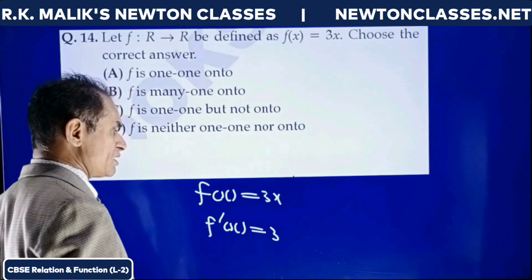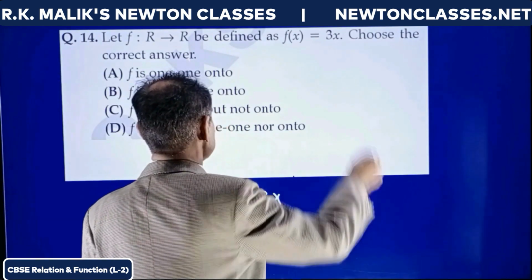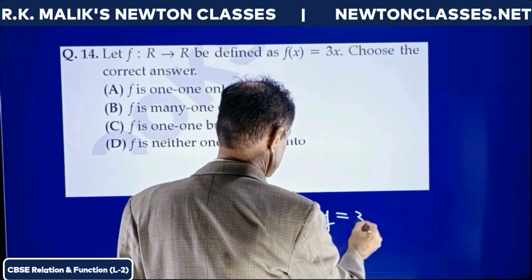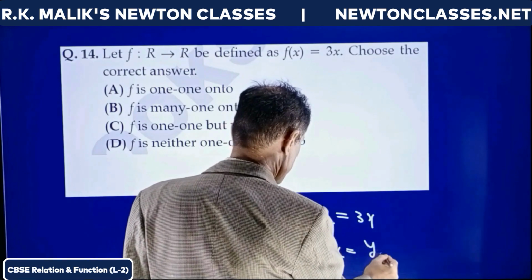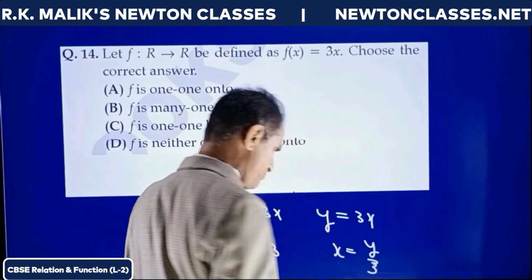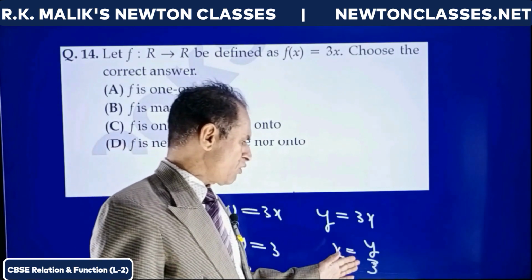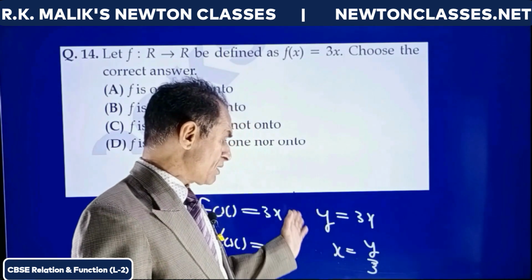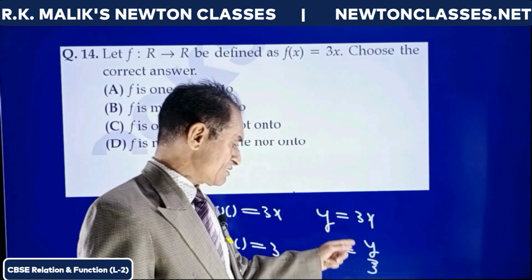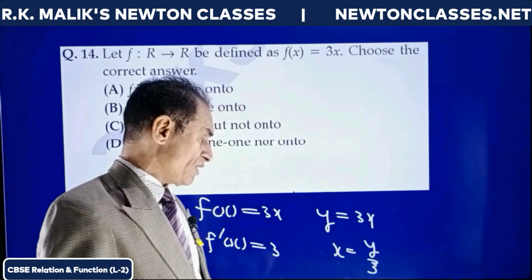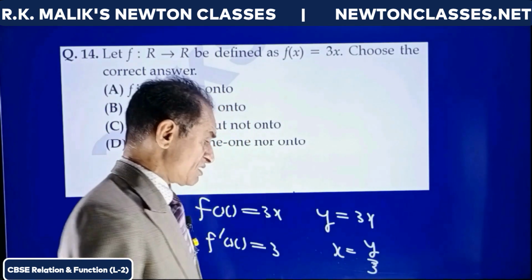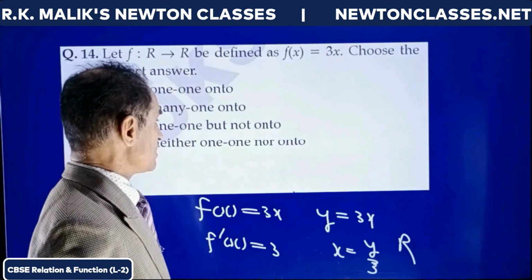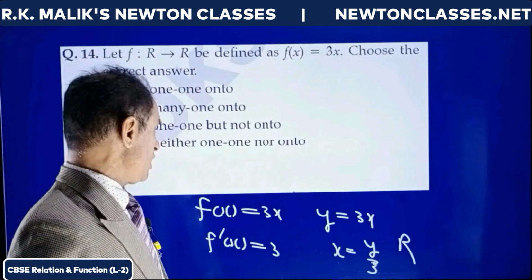And now to check the onto nature of the function, first of all I write y for f(x). That is, I get y equal to 3x, that is x equal to y by 3. And now see for what values of y this is defined. Whatever is the domain of this function, that will become the range of this function. And because it is always defined for every value of y, hence the range of this function is R. And because range and codomain are equal, therefore the function is onto also.